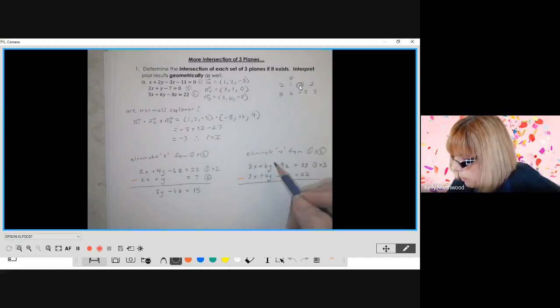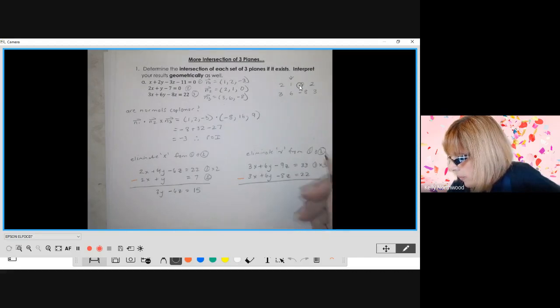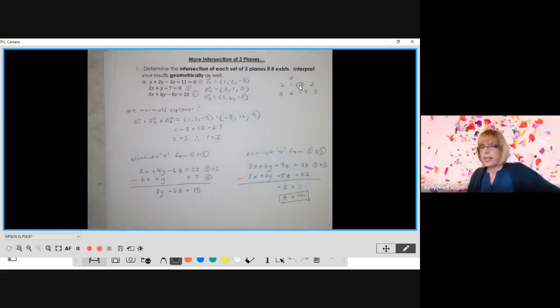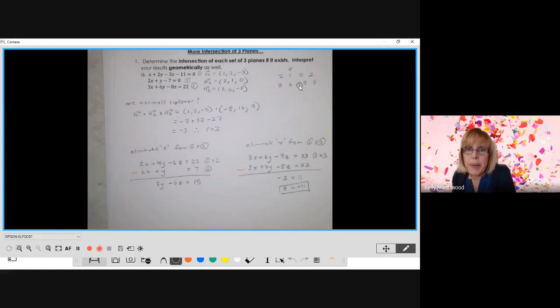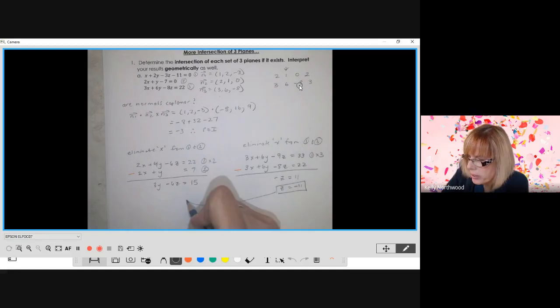And we end up getting -9z minus -8z is -z equals 33 minus 22, which is 11. So z is -11. So that worked out nicely. Good call, John. We were planning on just eliminating x, but because of how this system worked out, we were able to isolate z already. So now that I know z, can I come over here and find y?